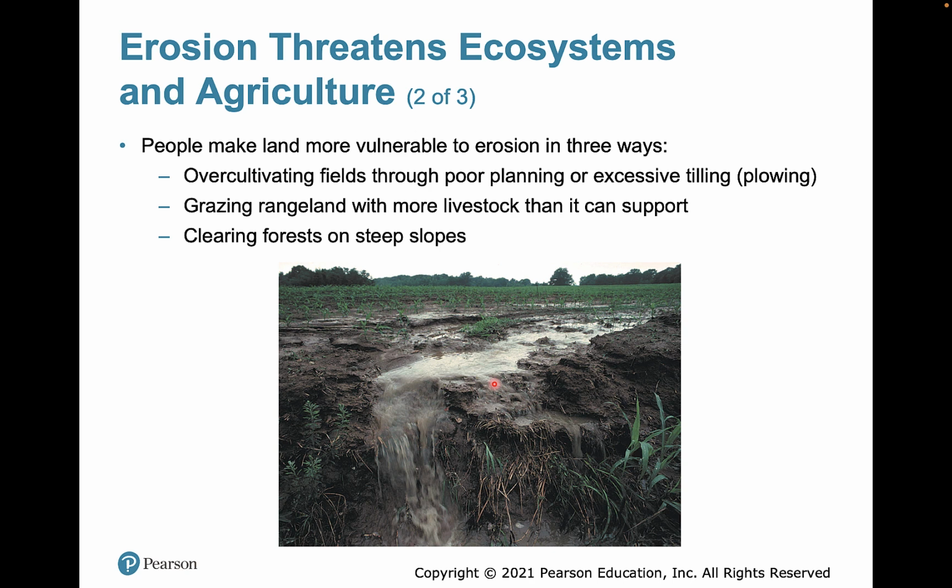So we do three things to make areas more vulnerable to erosion. We over-cultivate the fields, or we over-till them, we overwork the field, which means that the particles don't clump, it's over-processed, and it doesn't stay in place. We overgraze rangeland, which then reduces the vegetation holding the soil in place so it erodes, and we wind up clearing forests on steep slopes, which is basically setting up for the first rainstorm to erode a good chunk of the land.